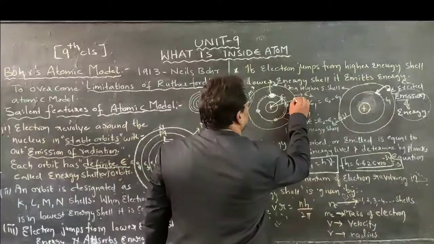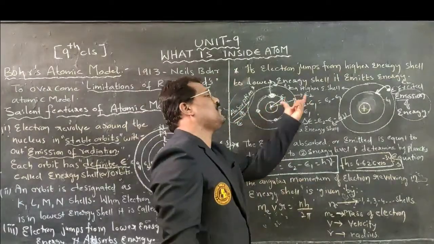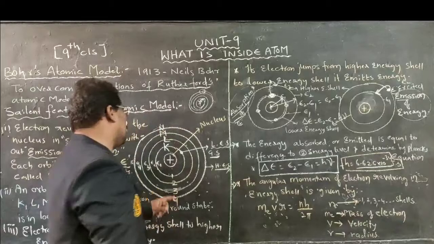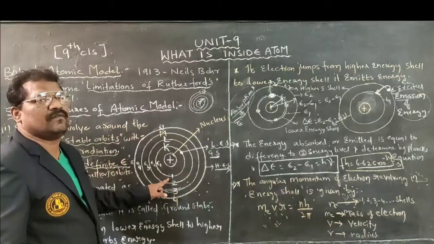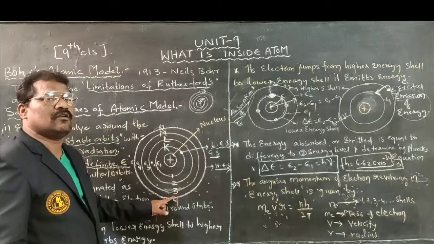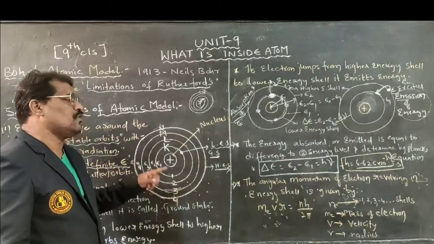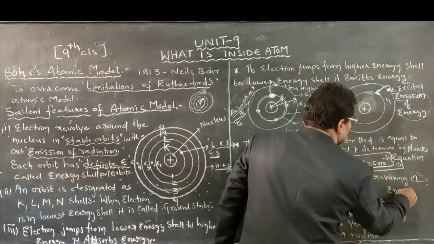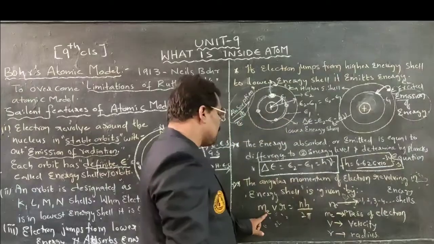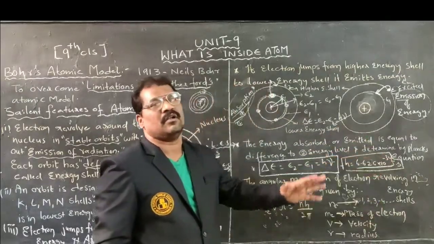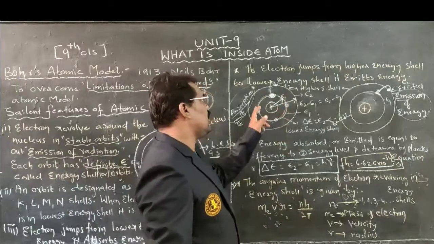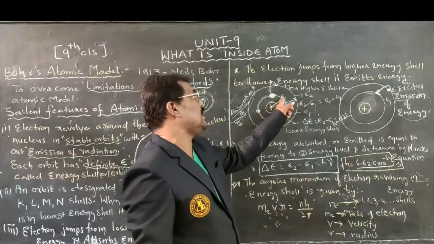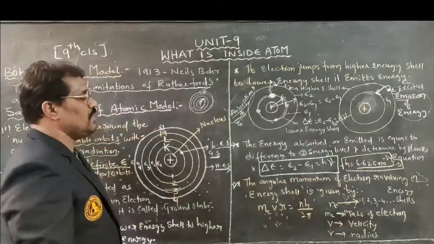And this orbit radius gradually changes from one orbit to another orbit. n indicates the number of shells. n equals 1, first principal quantum number, first shell. n equals 2, second shell. n equals 3, third shell. n equals 4, fourth shell, and so on. n represents the corresponding energy shells. Where m_e represents the mass of the electron, which is negligible, v represents the velocity of the electron orbiting in the orbit, and r represents the radius of that particular orbit.